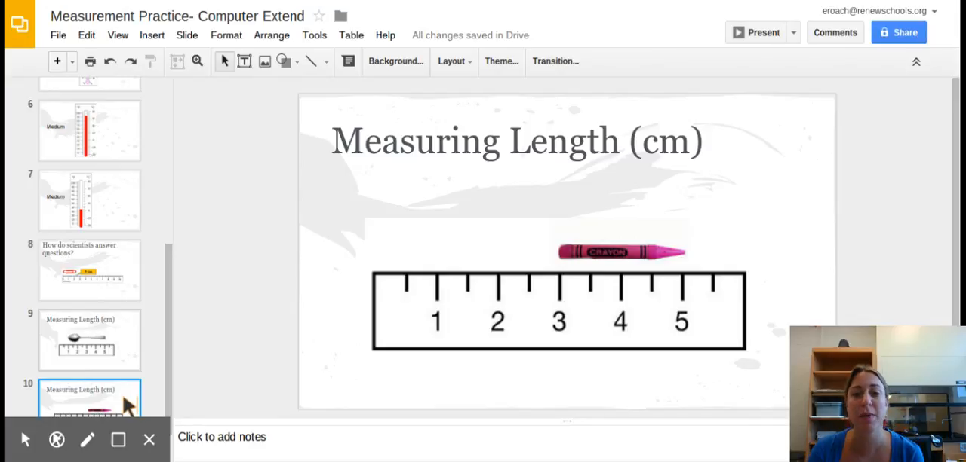This scientist made an error. It is your turn now to determine how many centimeters long this crayon is. Good job answering that question. I hope you saw my feedback on the multiple choice.